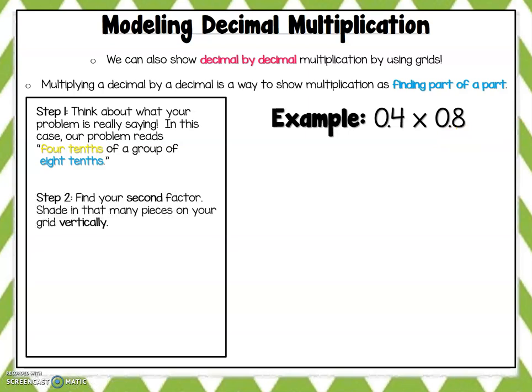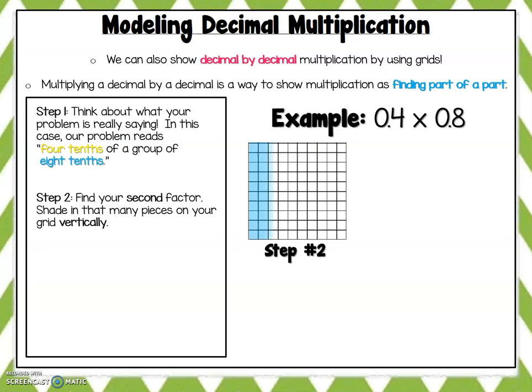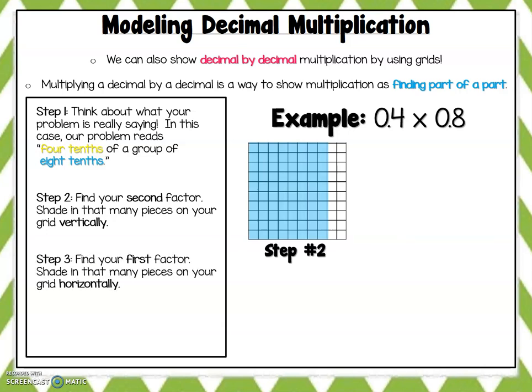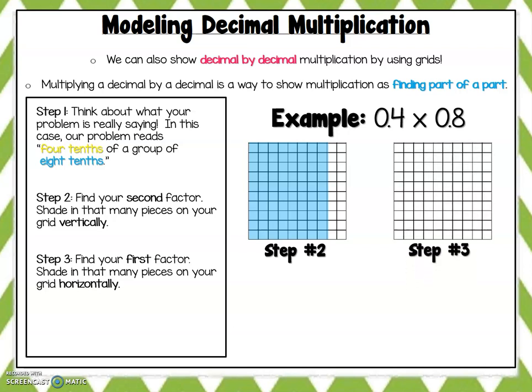First, I'm going to look at our second factor, which in this case is the 0 and 8 tenths, and I'll shade in that many pieces vertically. So that means if I have a grid, I'll shade in 8 tenths vertically or up and down. Then I need to find my first factor, which in this case is 4 tenths. I'll shade in that many pieces horizontally or side to side. So now on a grid, that means I would shade in 4 tenths side to side. Finally, I'm going to overlap those two grids. And where you see the squares that overlap is going to show your final answer.